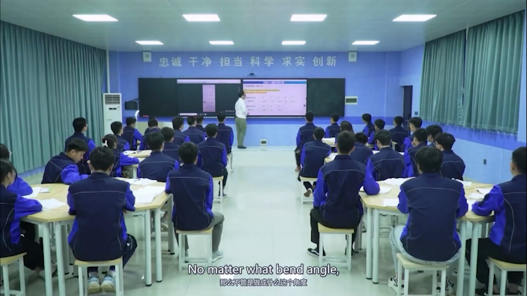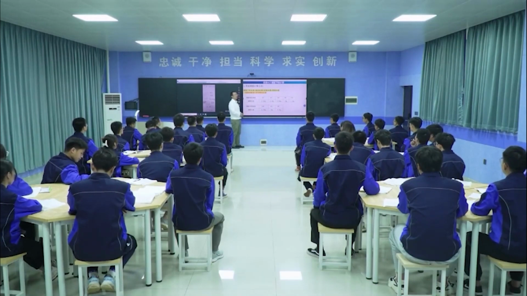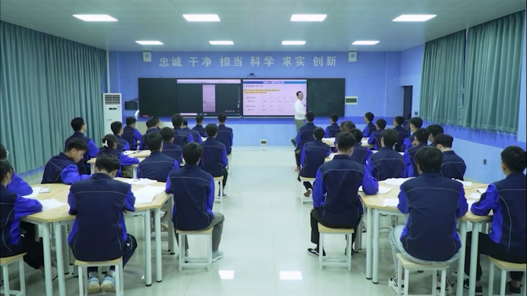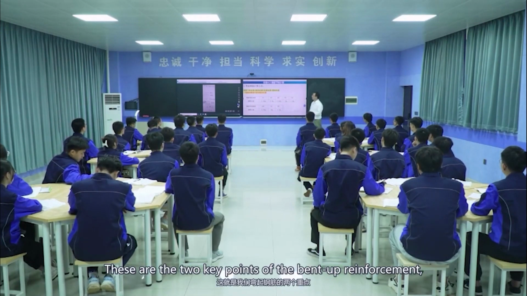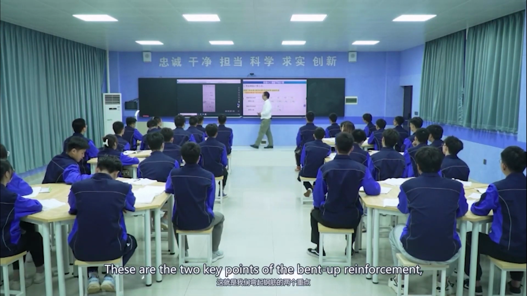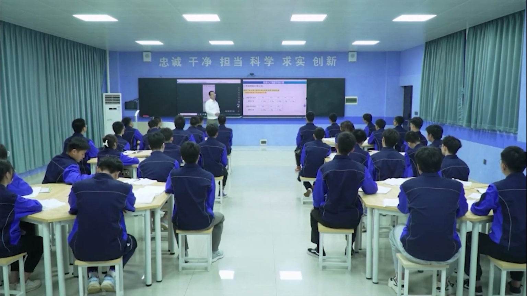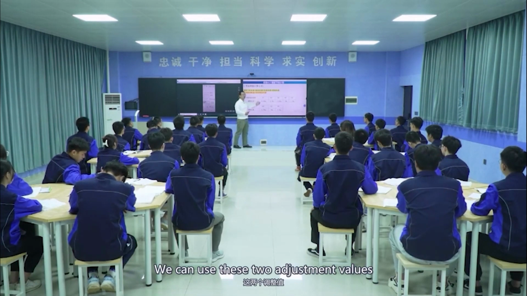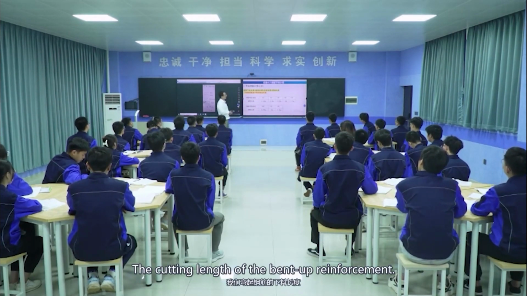No matter what bend angle, there is no need to calculate like we just did. We just need to know the calculation principle. Just understand its concept and their differences. These are the two key points of the bent-up reinforcement: bend adjustment value and length increased by hook. Straight length and diagonal length, especially the straight length, we just measure directly in the drawing. We can use these two adjustment values to calculate the cutting length of the bent-up reinforcement.